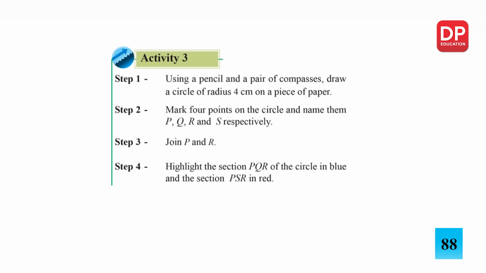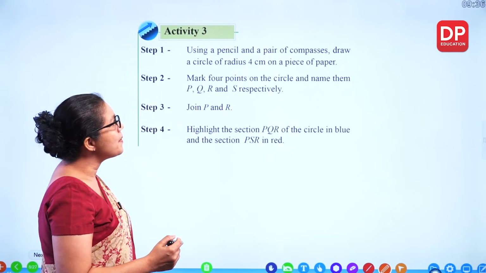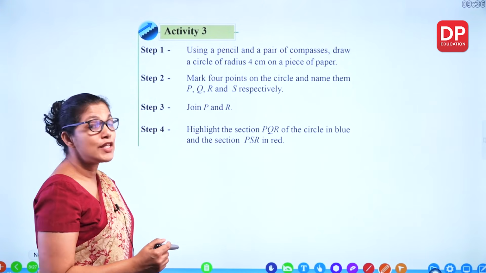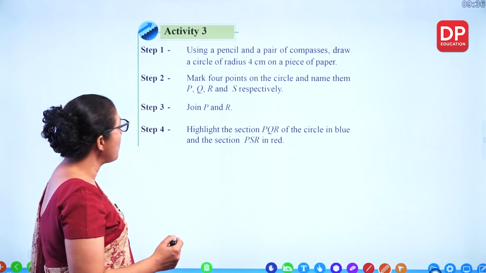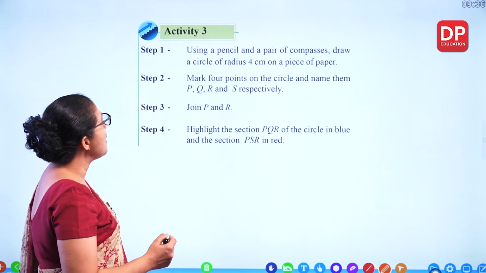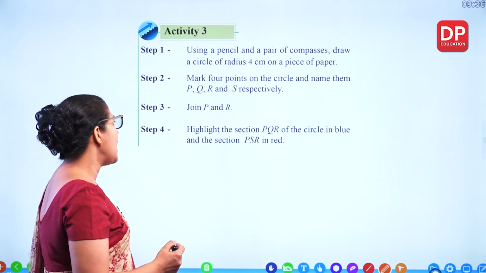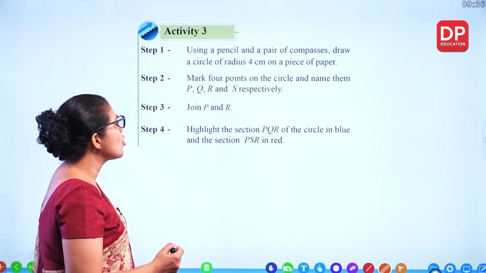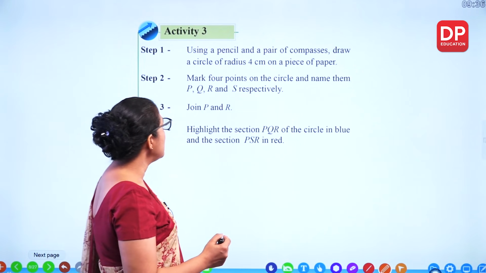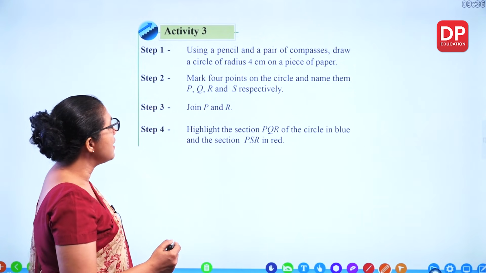We'll do another activity. Using a pencil and a pair of compasses, draw a circle of radius 4 centimeters on a piece of paper. Mark 4 points on the circle and name them P, Q, R and S respectively. Join P and R. Highlight the section PQR of the circle in blue and the section PSR in red.